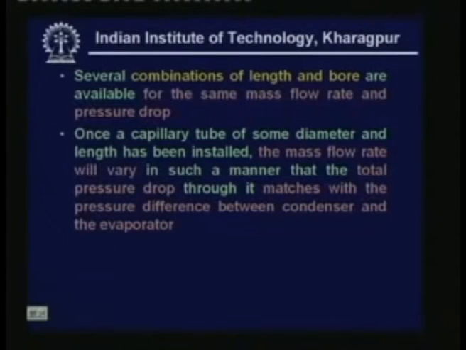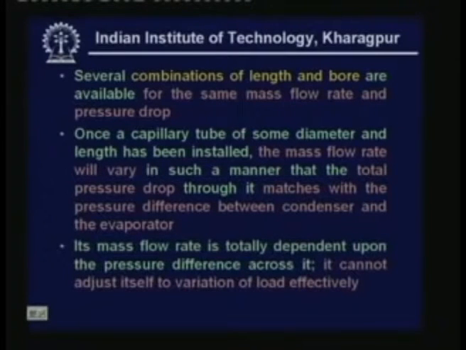Once a capillary tube of some diameter and length has been installed, the mass flow rate will vary in such a manner that the total pressure drop through it matches the pressure difference between the condenser and the evaporator. It's a fixed area type, so you cannot change the cross sectional area. So once you select the capillary tube, the mass flow rate will always adjust so that the pressure difference across it is the same as the pressure difference between the condenser and the evaporator. Its mass flow rate is totally dependent upon the pressure difference across it. It cannot adjust itself to variation of load effectively.